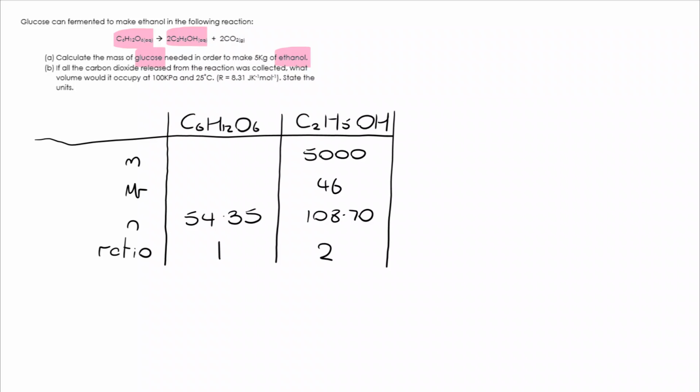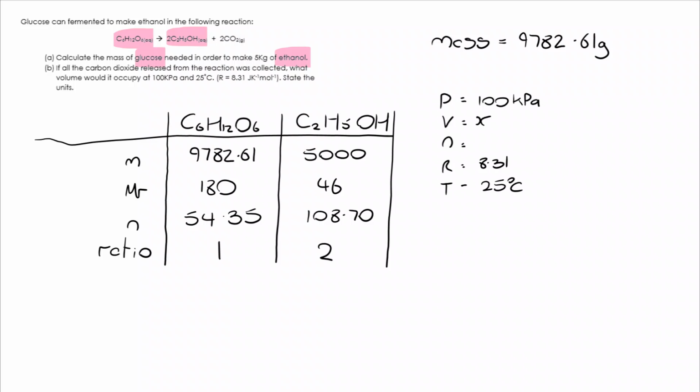I can find the Mr of glucose, that comes to 180. I multiply the 180 and the 54.35, and I get a mass of 9782.61 grams. Now we're not done because we've got a chance here to revisit our ideal gas equation. And I'm going to put down what I would always do. Here's my pressure, my volume, my n, my R, my T.